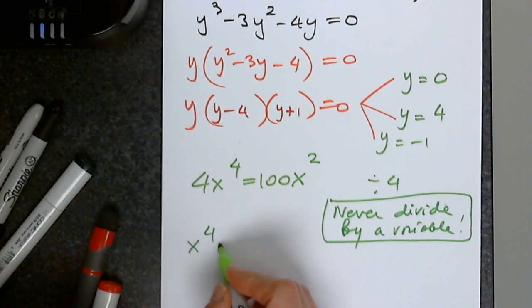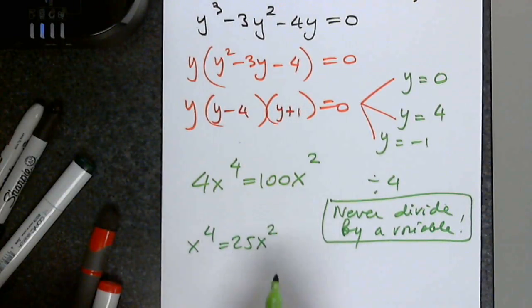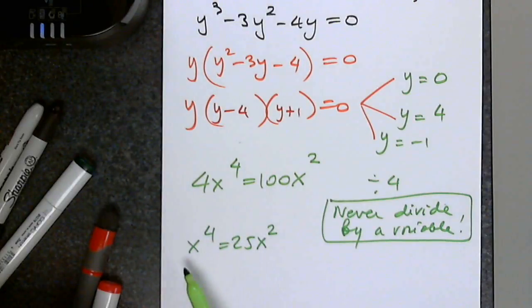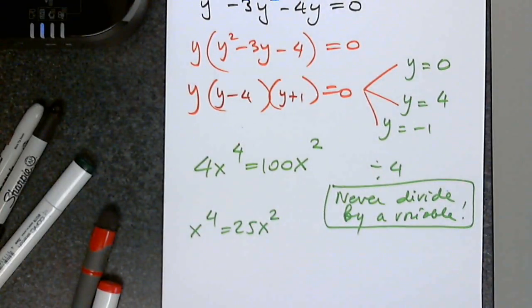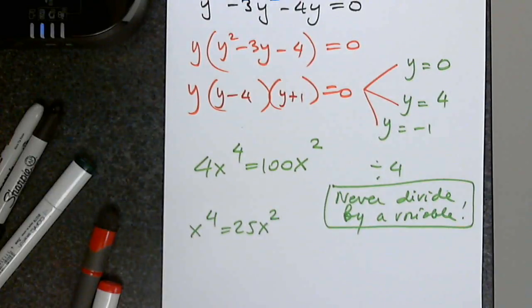So I get x to the 4th equals 25x squared. You understand that if you divide both sides by x squared, then you will only find 2 solutions, not 4. Good. What will be my next step? Remember, in the back of my mind, I have the 0 product principle. That's what I'm getting at, and that's what I need to use. So what should I do first?